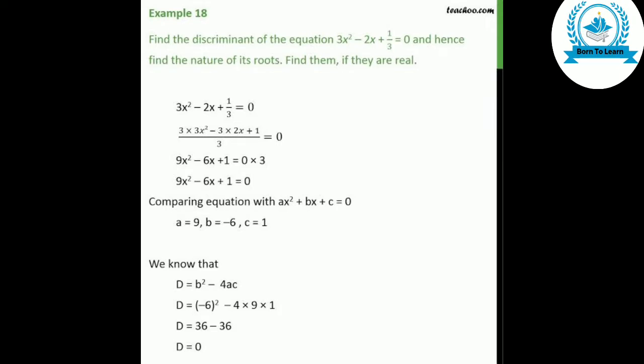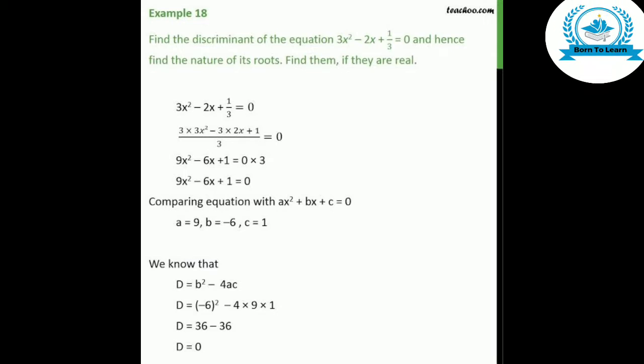Second one. Find the discriminant of the equation 3x square minus 2x plus 1 by 3 equal to 0, and hence find the nature of its roots. Find them if they are real. 3x square minus 2x plus 1 by 3 equal to 0. Now we take the LCM: 3 into 3x square, minus 3 into 2x, plus 1 by 3 into 3, equal to 0. 3 into 3x square equal to 9x square, minus 3 into 2x equal to minus 6x, plus 1, equal to 0 into 3. So 9x square minus 6x plus 1 equal to 0.